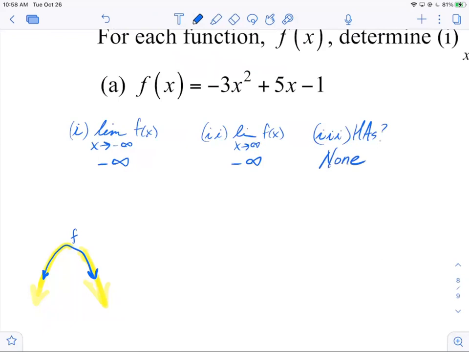So that's one way to do it. You're not always going to know what the graph looks like, though. And if you just want the end behavior, there's a much faster way, especially when you don't know what the graph looks like.